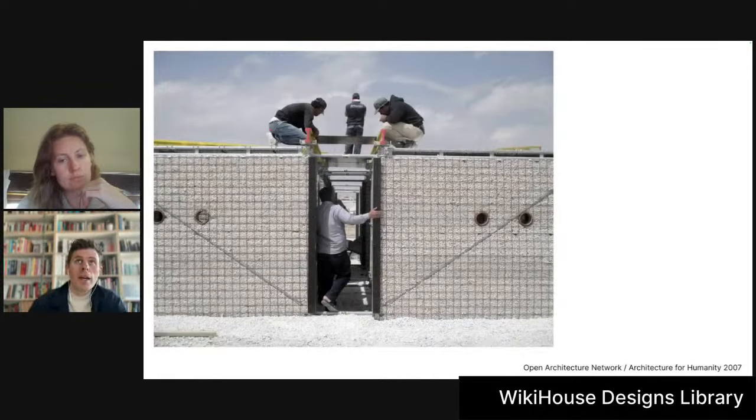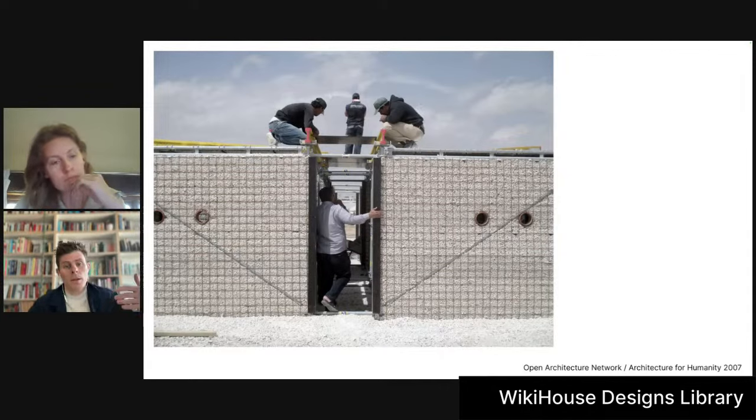And then more lately, I think there've been lots of really interesting projects. So just in the few years before WikiHouse was set up, for example, one of them was Architecture for Humanity, and Cameron Sinclair did a whole thing about open sourcing architecture and how we can have these open shared patterns for solving common design problems.